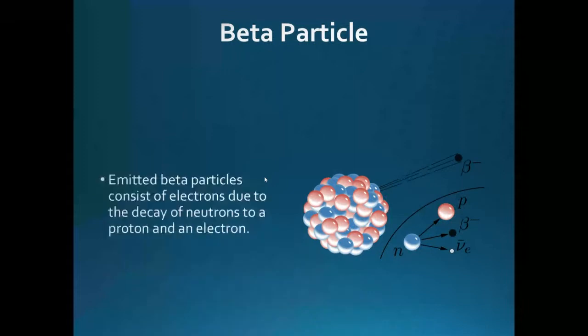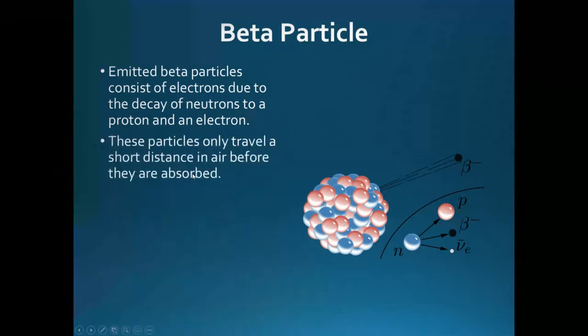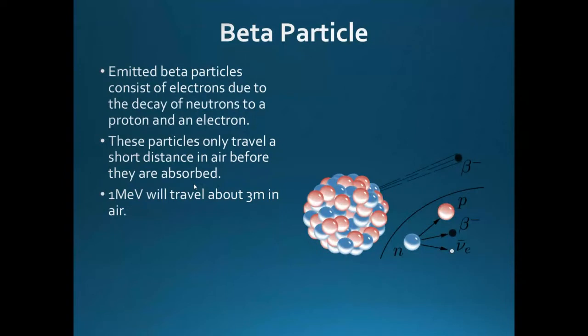Beta particle: emitted beta particles consist of electrons due to the decay of neutrons into a proton and electron. And this is all wonderful and marvelous, but don't hurt yourselves on that. Just be generally familiar again with these types of particles. Okay, these particles only travel a short distance as well before they are absorbed. For example, 1 mega electron volt, which is a unit of measure, will travel about 3 meters in air.